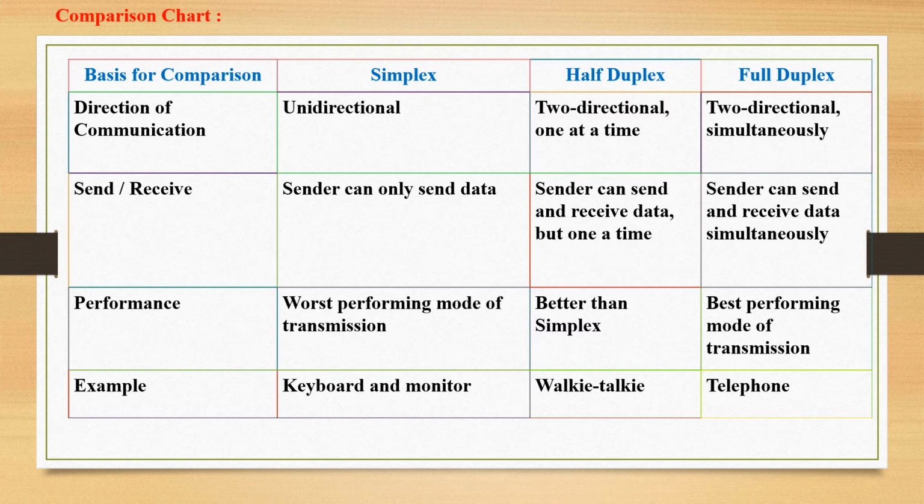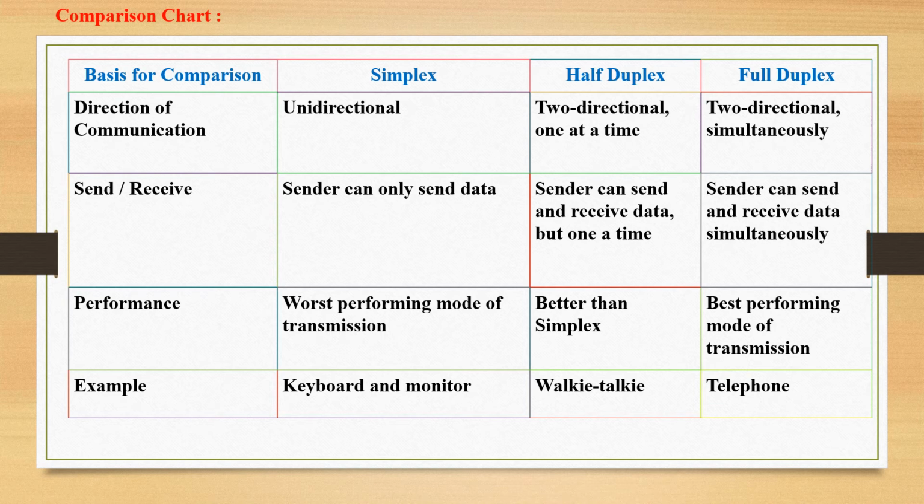Second parameter is regarding send and receive. In case of simplex, the sender can only send the data. In case of half duplex, the sender can send and receive the data, but only one at a time. And in case of full duplex, the sender can send the data and receive the data simultaneously.